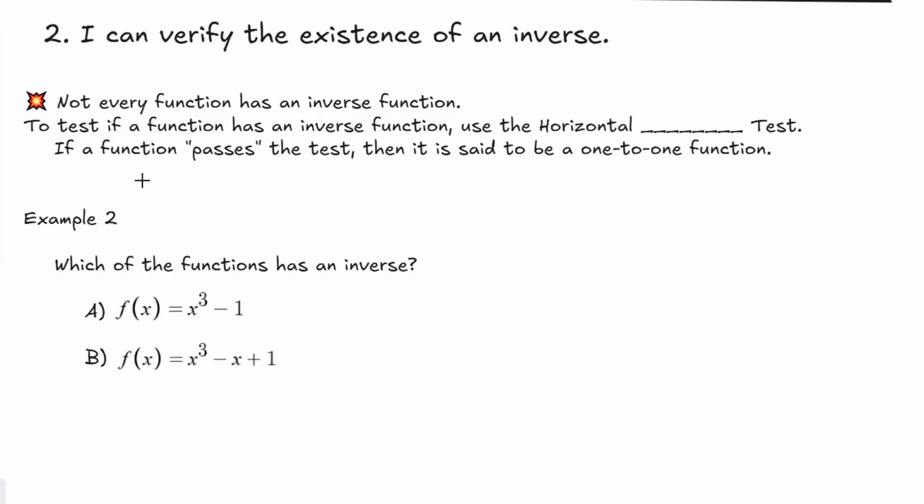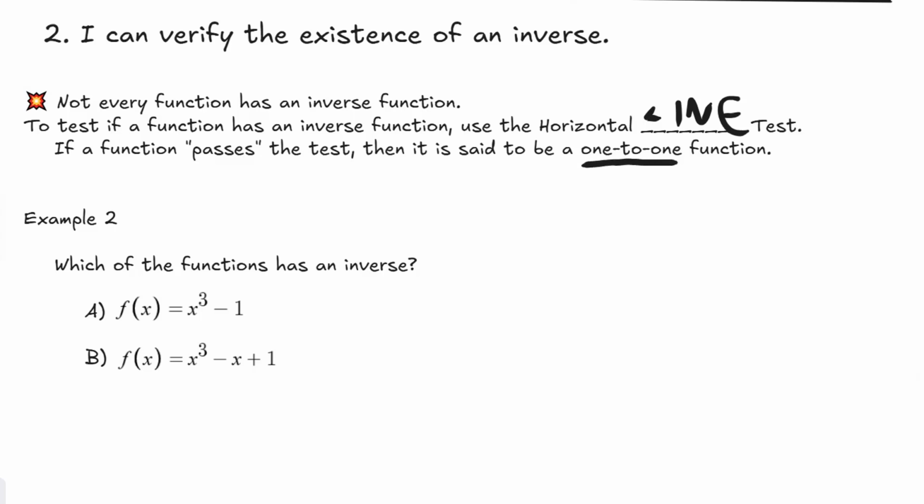So the next thing we want to talk about in this video is to verify the existence of an inverse function. Now, it's important to note that not every function has an inverse. And to test this, we would use what's called the horizontal line test. Basically, it's like the vertical line test for testing for functions, except you test it with a horizontal line. If a function passes the horizontal line test, then it's said to be a one-to-one function.